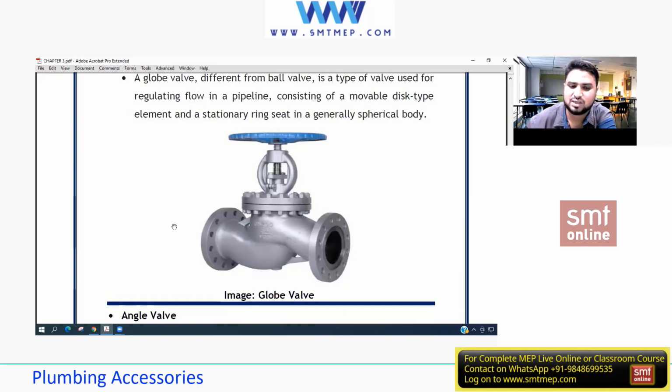For example, this is the inlet and this is the outlet. So water comes like this. Again, same function, but for bigger flows, when I open it by rotating anti-clockwise, this will come up and it allows the water to go like this. So I can adjust or regulate the flow as per my need.